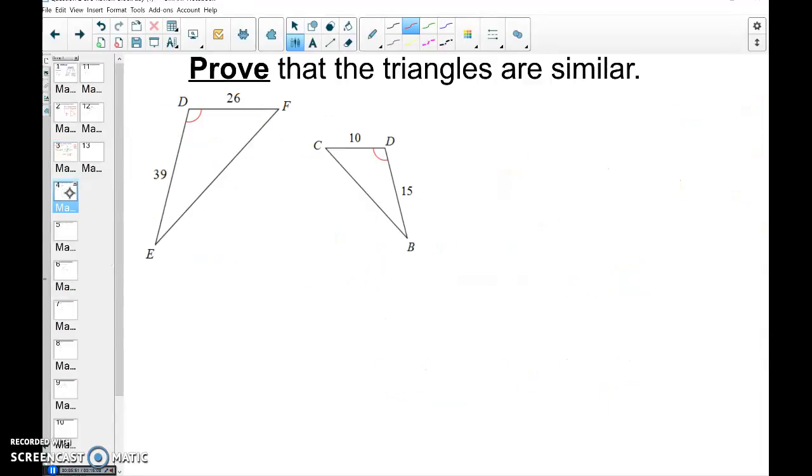Next example we're going to do, we've got separate triangles now. They're not connected at all. Our goal at the end of it is to be able to say that triangle DFE is similar to triangle DCB. So if you need to pause here and copy this down, that's fine. I would get this put on a separate piece of paper so you can reference it later.